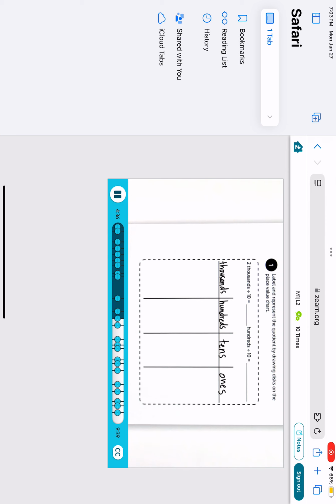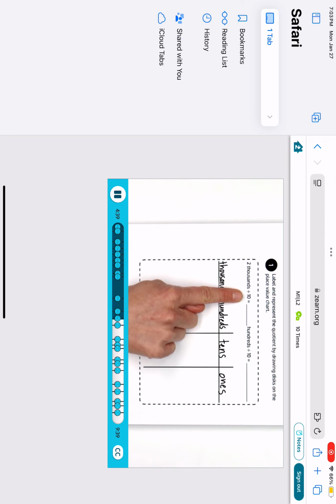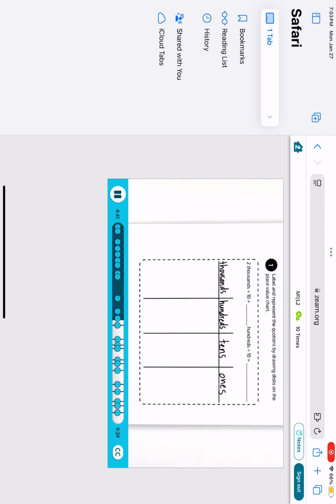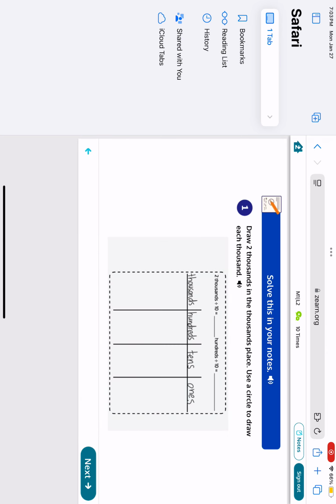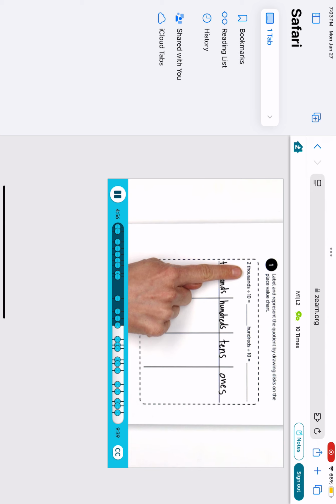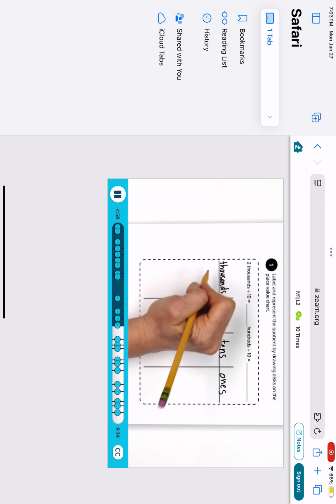Now we can use our place value chart to solve this expression. What's the whole in our division expression? 2 thousands. Start by representing 2 thousands in the place value chart using the largest units possible. Use a circle to draw each thousand. I'll draw 2 thousands like this.